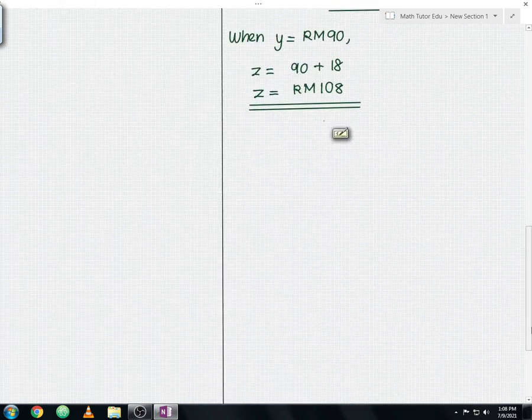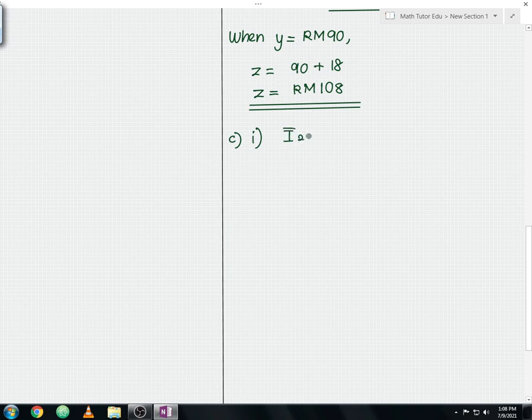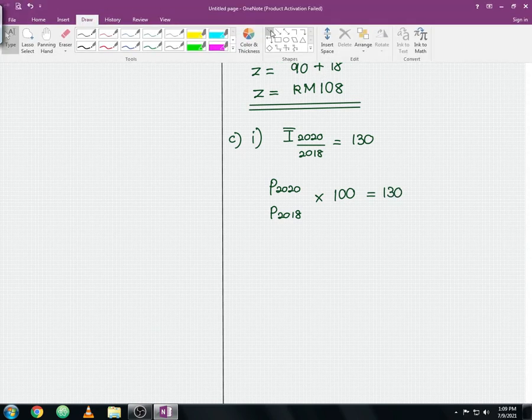From here, let me write down the information given by the question. Given that the composite index of the year 2020 based on the year 2018 equals 130. Let me underline the fraction. So from here, the price of the year 2020, in this case it's not the price of component, guys, it's the price of one air conditioner. And then you divide with the price of air conditioner in year 2018, and then you times with 100. So from here you get your composite index equals 130. Let me underline the fraction.